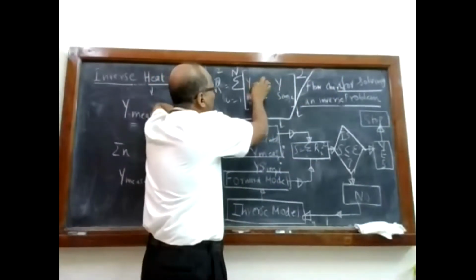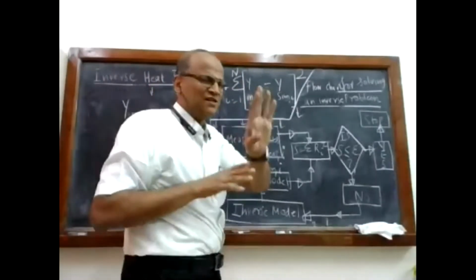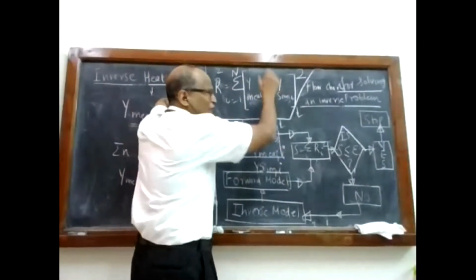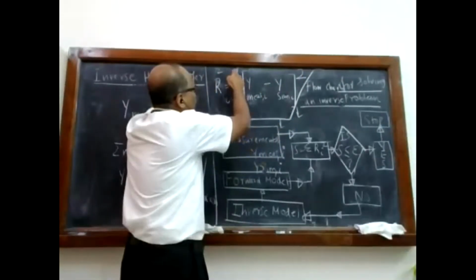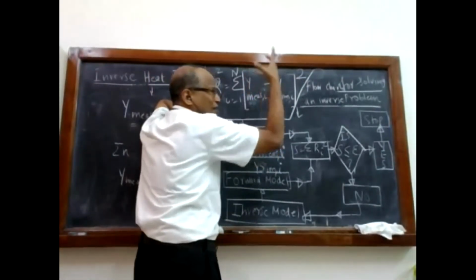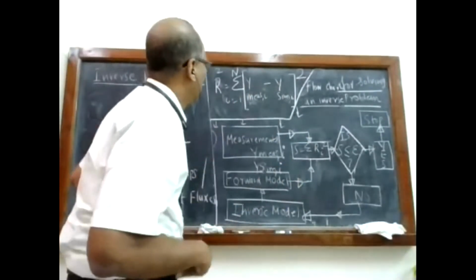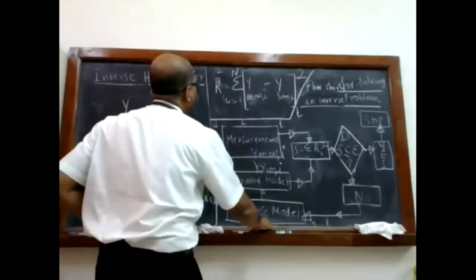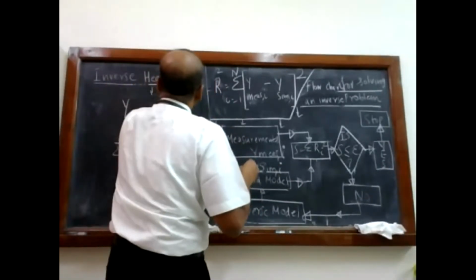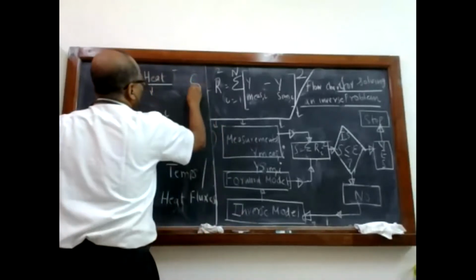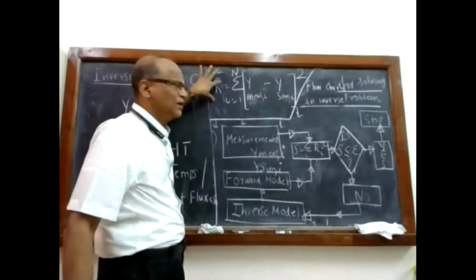So you will take y measured minus y simulated, generally whole square, because the plus and minus errors should not cancel. You can find this out for n measurements. This has to be summed from i equal to 1 to n. So it is the sum of the squares of the errors. This is called the least square. I will explain more about this later. This is called the R squared, or we can also call it the sum of the residual.